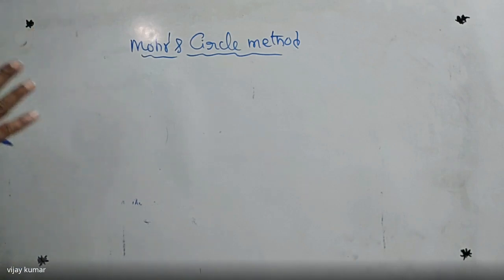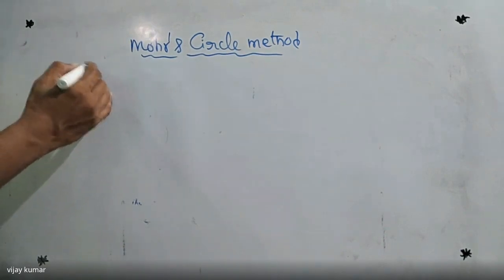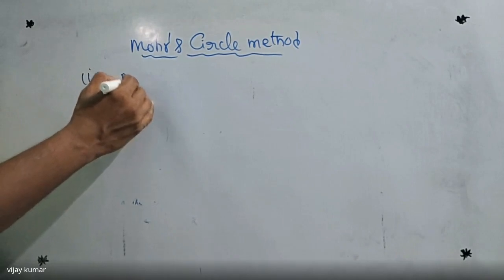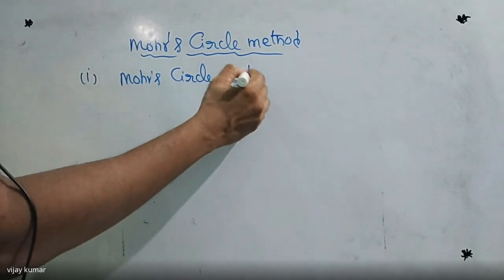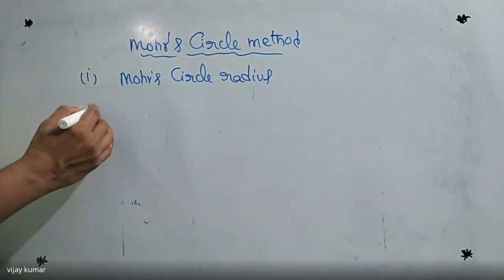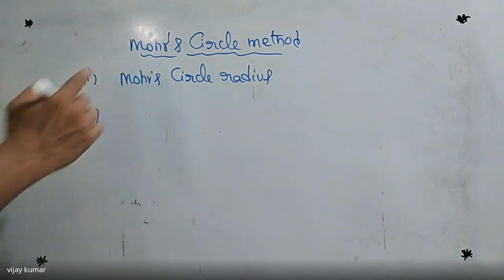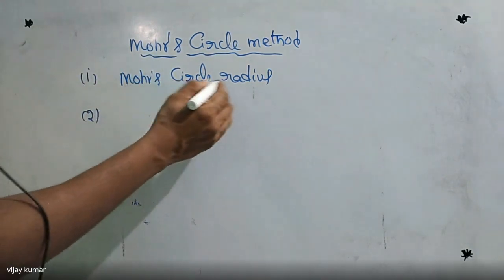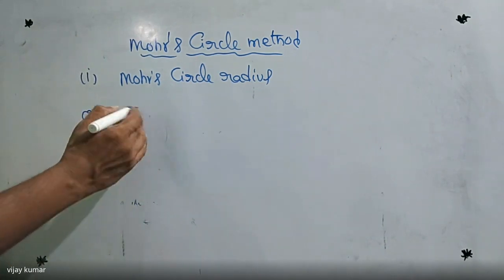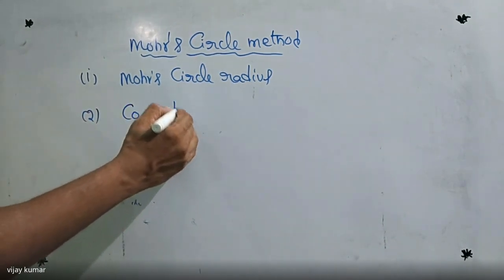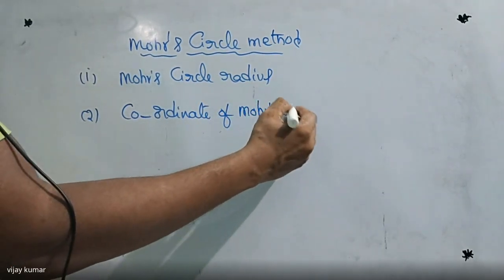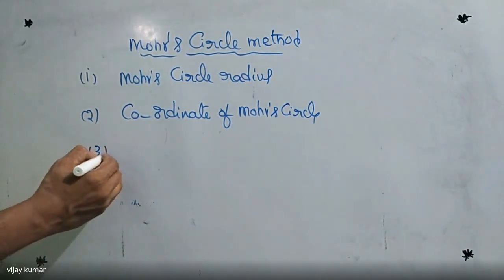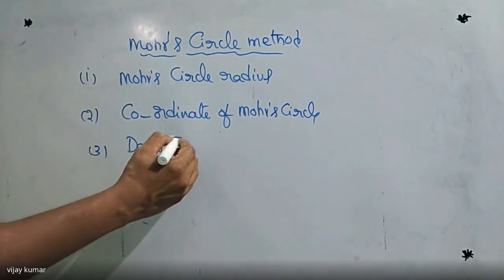In the Mohr circle method, they ask questions in two ways. Listen carefully. In most competitive exams, they ask questions in ways like this. First of all, the Mohr circle radius. Next, the coordinates of the Mohr circle. And the third one, draw the Mohr circle diagram for a given state of stress.